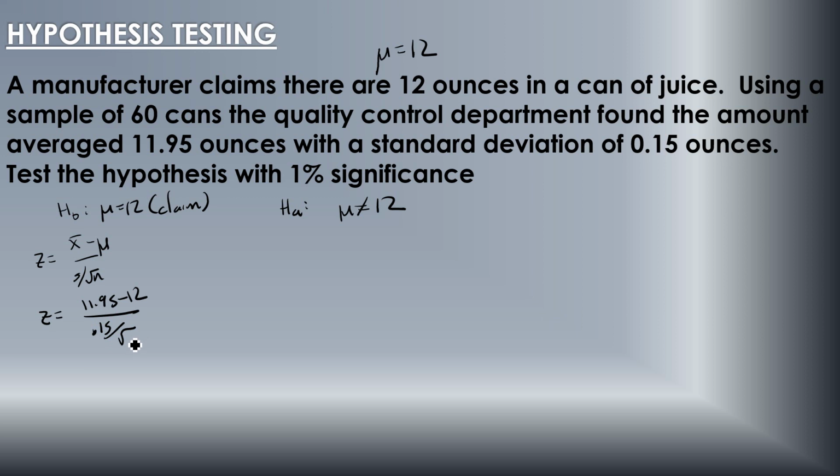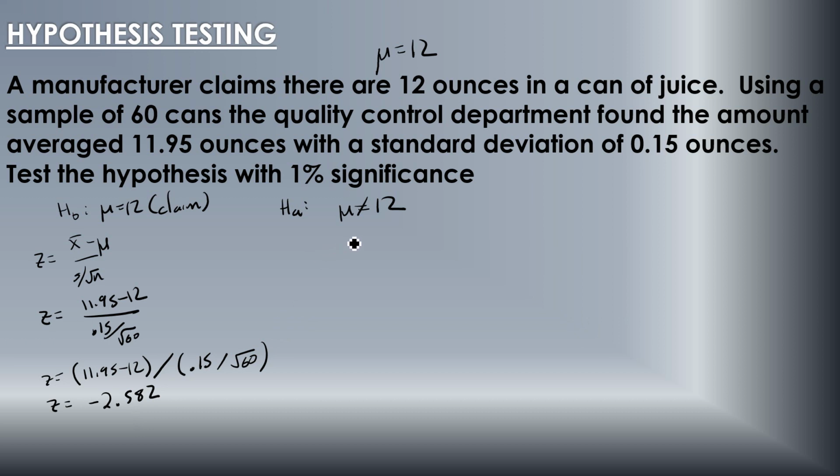Do be careful how you put this into your calculator. So let's talk about that. Parentheses, 11.95 minus 12. Close your parentheses, divide, now parentheses again. That should be fine. All right, so when we type that in, we do get a z-score for the claim of negative 2.85 or negative 2.582.